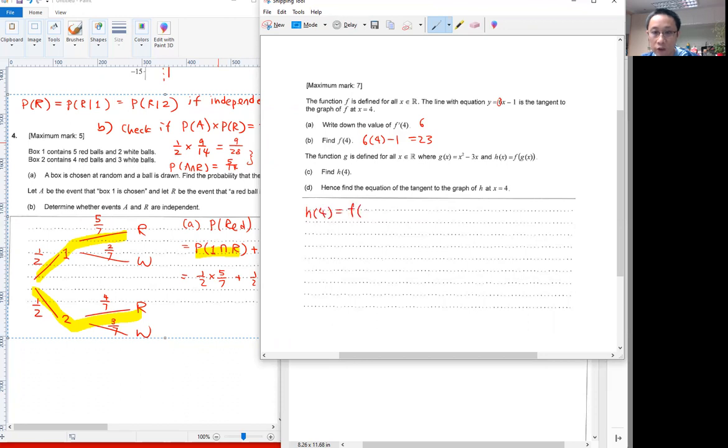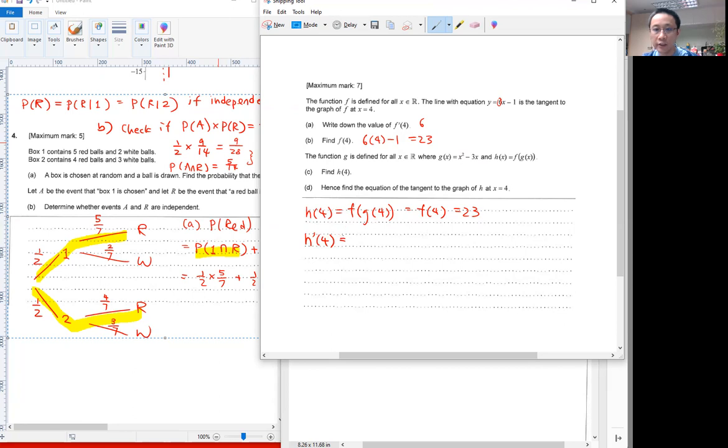h of 4 equals f of g of 4. g of 4 itself is calculable to be 4 squared minus 3 times 4, 16 minus 12, that's also 4. So that's 23. Hence find the equation of the tangent to the graph of h at x equals 4. This is the chain rule situation.